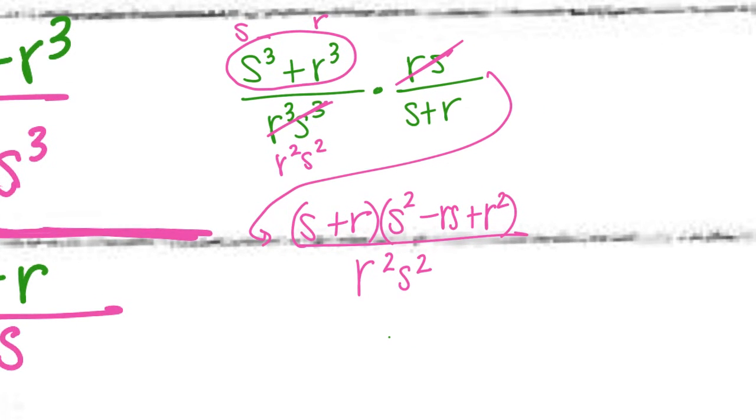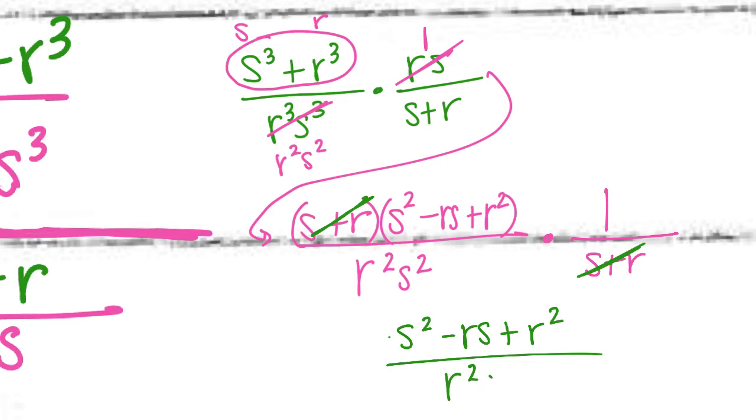And remember, we are multiplying by, well, this is just 1 over s plus r. So I notice that s plus r can cancel with s plus r. And I think that's it. So my answer is s squared minus rs plus r squared all over r squared s squared. Now, just a reminder, this s squared and this s squared cannot cancel. Anytime you have it connected with positive or negative, plus or minus, it cannot cancel.